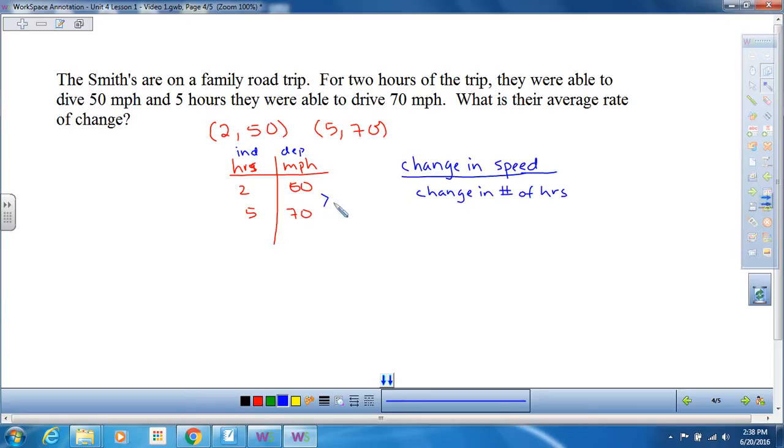So from 50 to 70, they changed 20. And then from 2 to 5, 3. Okay, so the change in speed was 20 miles per hour in 3 hours. That was the rate of change. So that's how much they went up by.